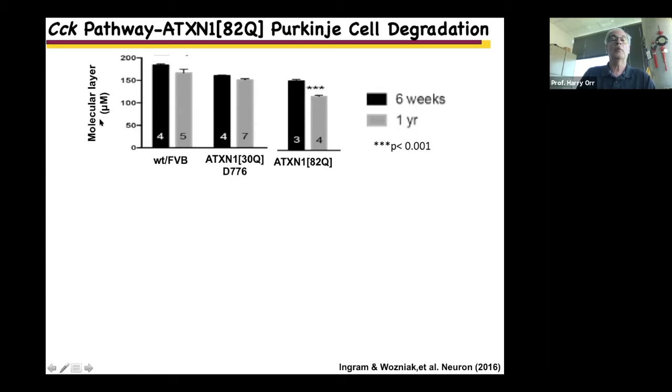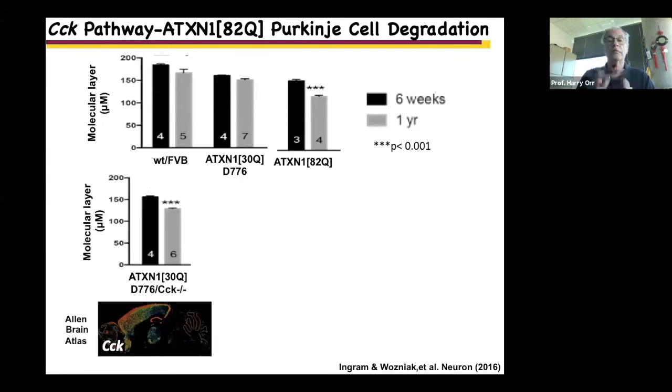And again, here we're looking at molecular layer thickness in 6-week versus 18-month-old animals, and basically absence of atrophy in the 30Q D776 mice compared to significant molecular layer atrophy in the 82Q mice. If we now cross our D30 mice with mice that lack CCK, which is very robustly expressed in Purkinje cells, you now see that we've generated a condition very similar to the ataxin-1 82Q mice with significant atrophy of the molecular layer thickness and Purkinje cell dendrites.